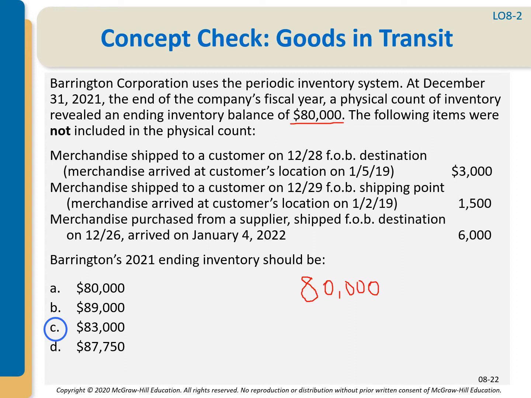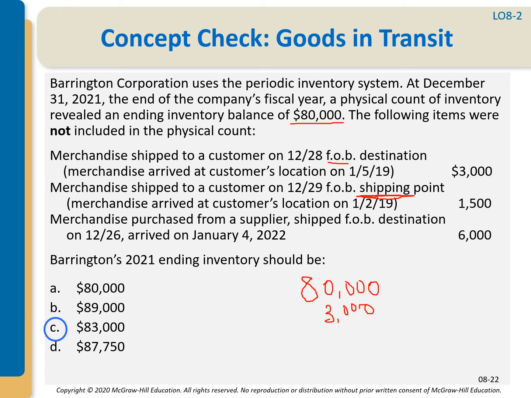Merchandise was shipped to customers FOB destination. It was shipped on the 28th. It didn't arrive until the 5th of January. It doesn't belong to the customer until January, so the $3,000 is part of Barrington's inventory. Merchandise was shipped to a customer FOB shipping. Again, take note of the shipping in this situation. At the point where it is shipped, it belongs to the customer. So merchandise shipped to the customer on 12/29 is no longer part of Barrington's inventory. It is part of the customer's inventory for the year.